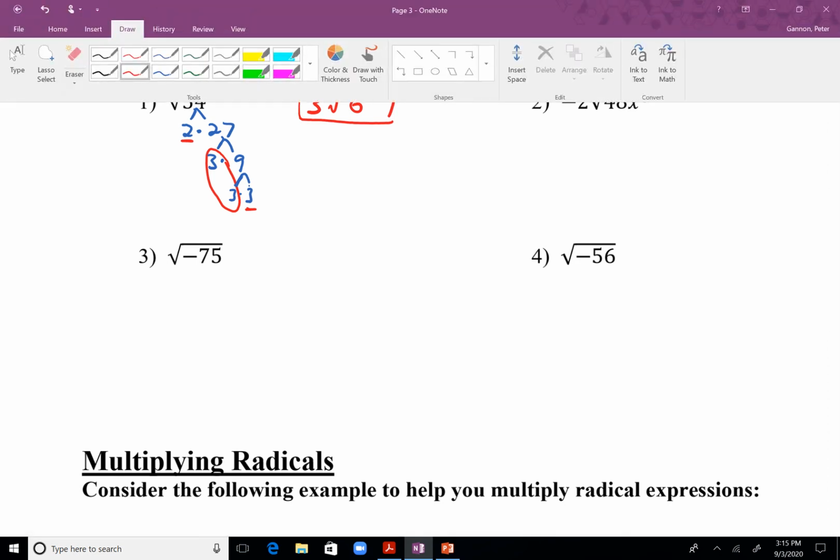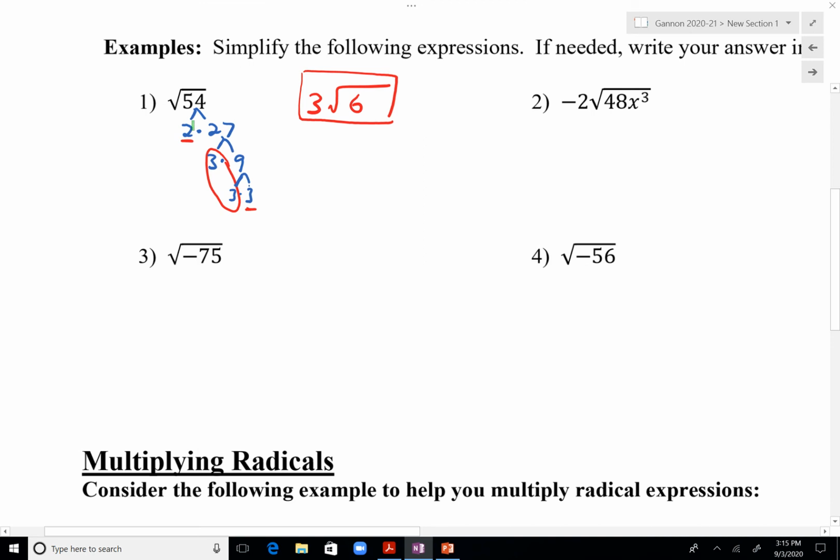One thing of note to pay attention to is once I've factored 54 as 2 times 27, I no longer look at 54. 27 was 3 times 9. I no longer look at 27. 9 is 3 times 3, so I'm no longer looking at 9. So I'm only focusing on those factors that are on the outside.